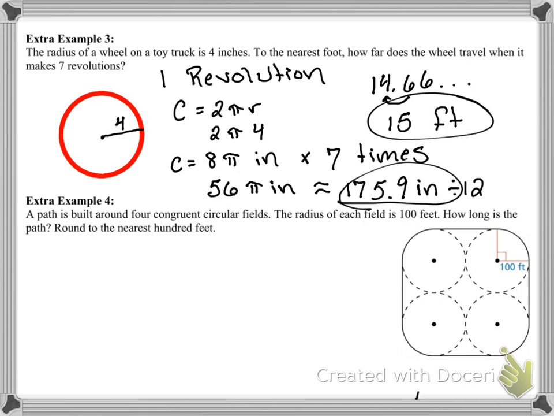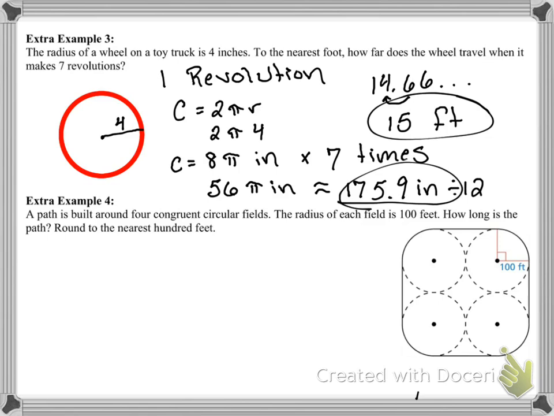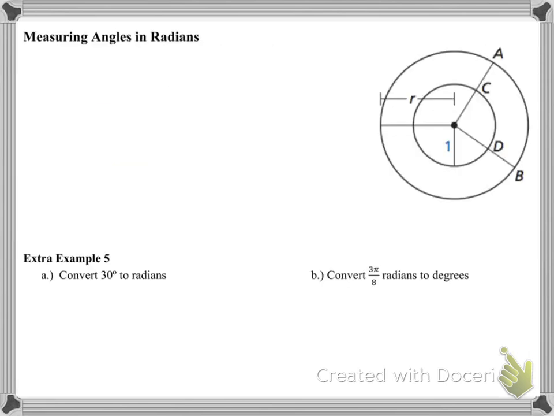All right, so we're going to skip extra example 4 and go straight into the next page, measuring angles in radians. If example 4 looks like something fun you want to try, go ahead. Okay, so now we're going to talk about measuring angles in radians.